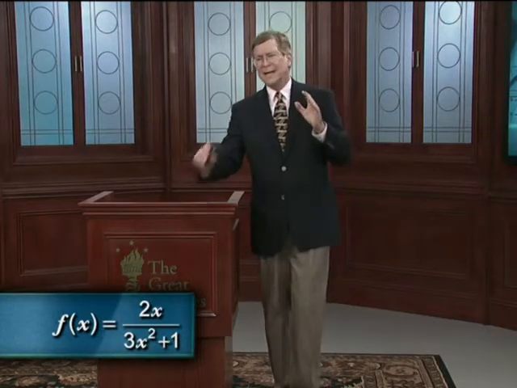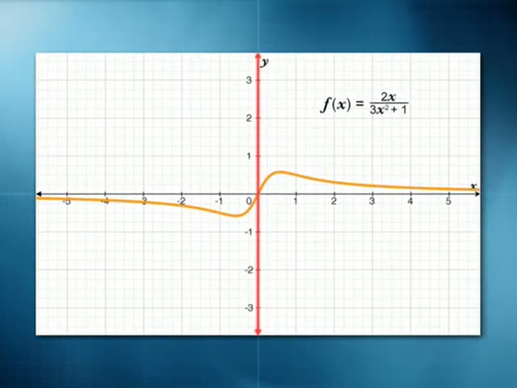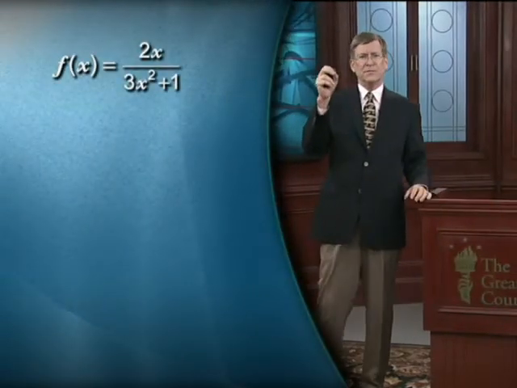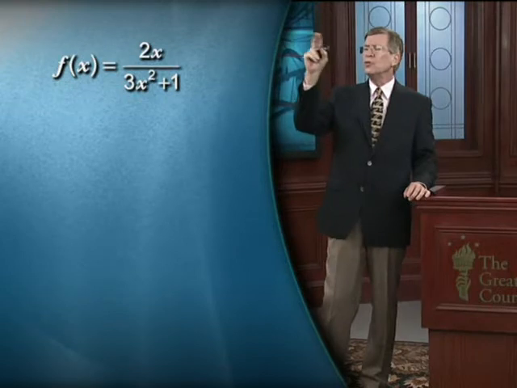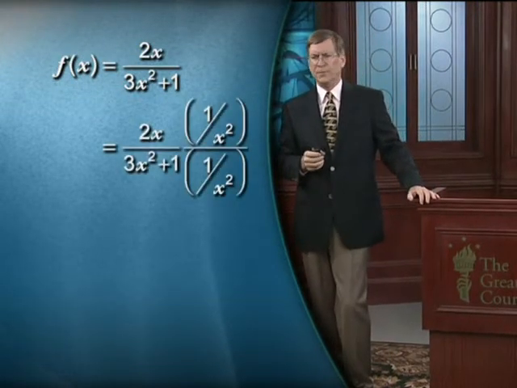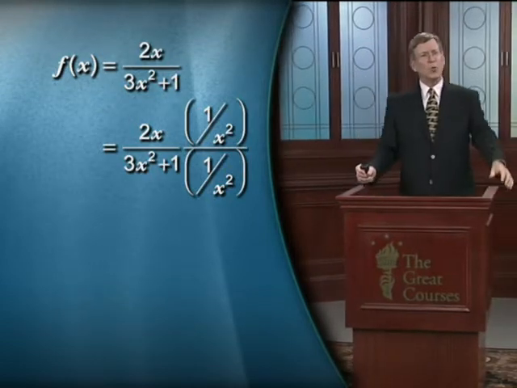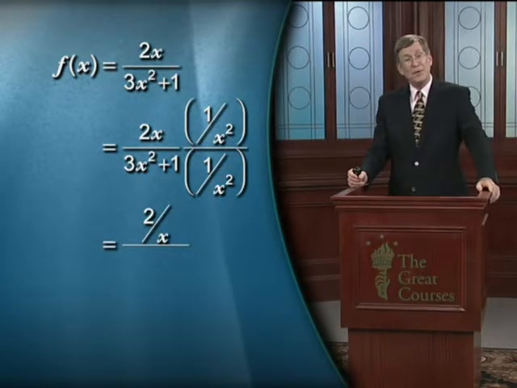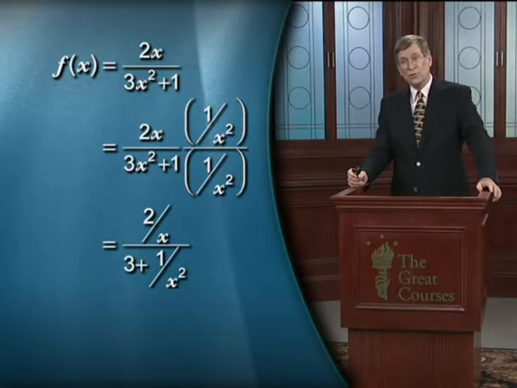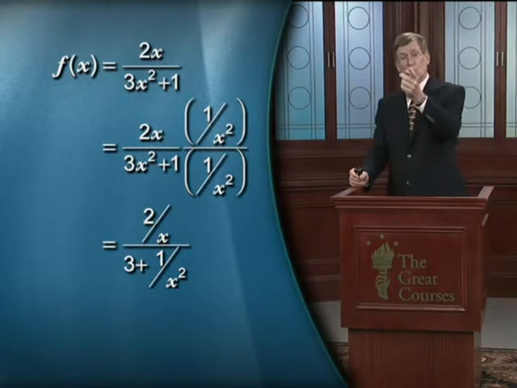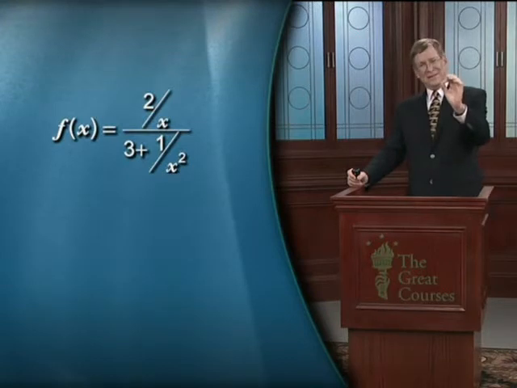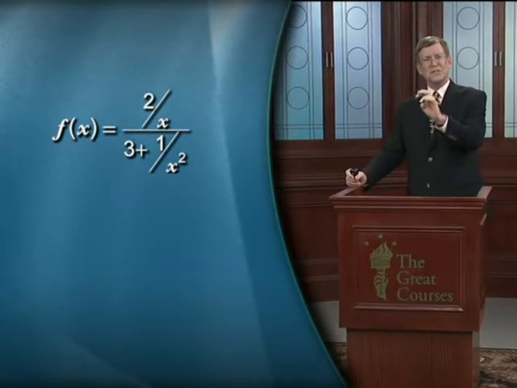So let me look at that first example we did, 2x over 3x squared plus 1. And let me try to convince you why the horizontal asymptote is y equals 0. And here's how the analysis goes. This same analysis would work for any rational function. Take your given function, 2x over 3x squared plus 1, and multiply numerator and denominator by 1 over x squared. You'll see why in a minute. What happens to the numerator? 2x times 1 over x squared is just 2 over x. And the denominator becomes 3x squared times 1 over x squared, so that's just 3, and then plus 1 over x squared.